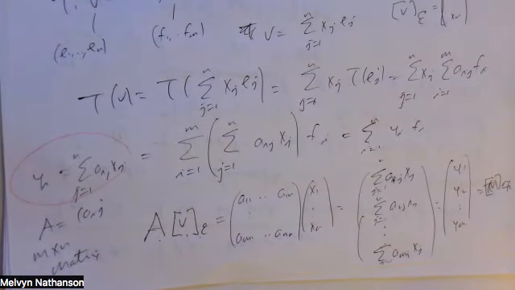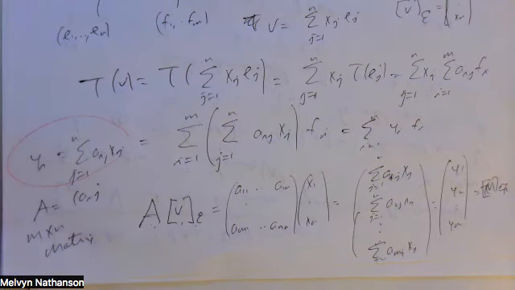So this is the amazing result that connects matrices to linear transformations. If you have a linear transformation from one finite dimensional vector space to another, and you pick bases for your vector spaces, then your linear transformation is completely determined by a matrix. And conversely, every m by n matrix corresponds to a unique linear transformation from your vector space V to your vector space W. So this is really, really important.